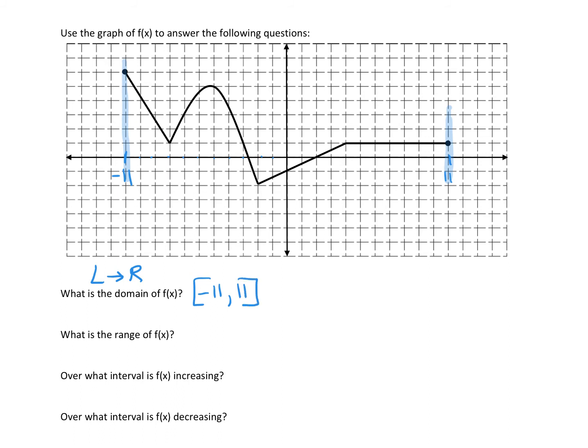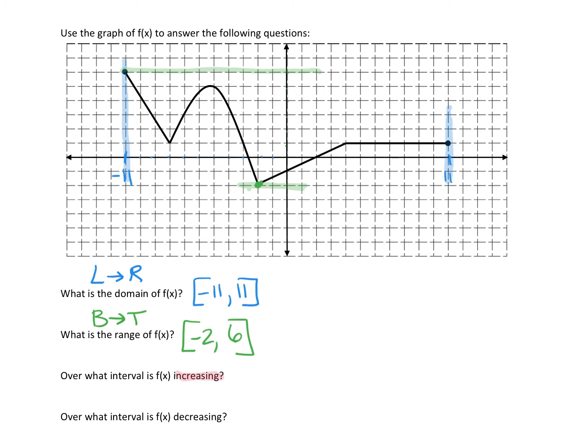My range is going to be bottom to top. So the lowest part my graph touches is here at -2. The highest point of my graph is up here. So my range would be -2 to 6. And it is square brackets because even though we don't see a big point there, there is a filled in circle there. All right, now I want to know where my graph is increasing.